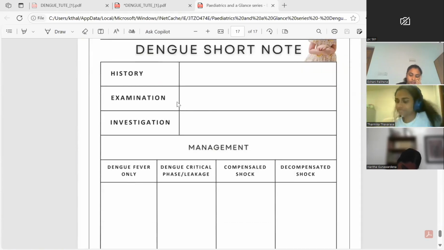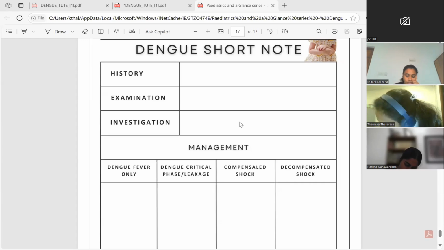Next, investigations. What do we do? After 2 days, full blood count. What do you expect? Low platelets, low WBC. There may be a rise in hematocrit. Within the first 5 days, you can also do NS1 antigen. After 5 days, dengue antibody.